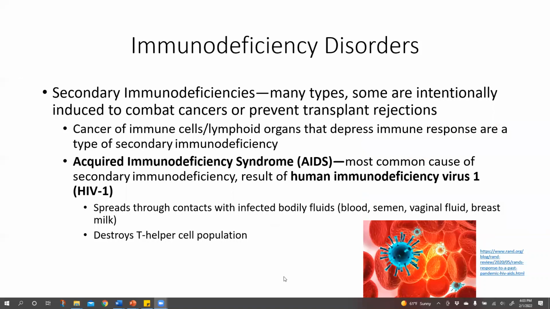Now, secondary immunodeficiencies, there are many types of these. This part sounds weird. Some are intentionally induced to combat cancer or prevent transplant rejection. So sometimes we give this to people on purpose, which again sounds a little crazy. But if you're fighting cancer or if you want to prevent transplant rejection, it's making a little bit more sense.